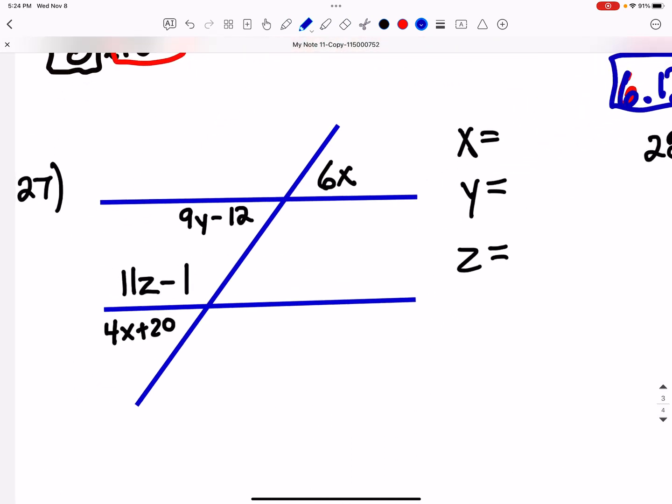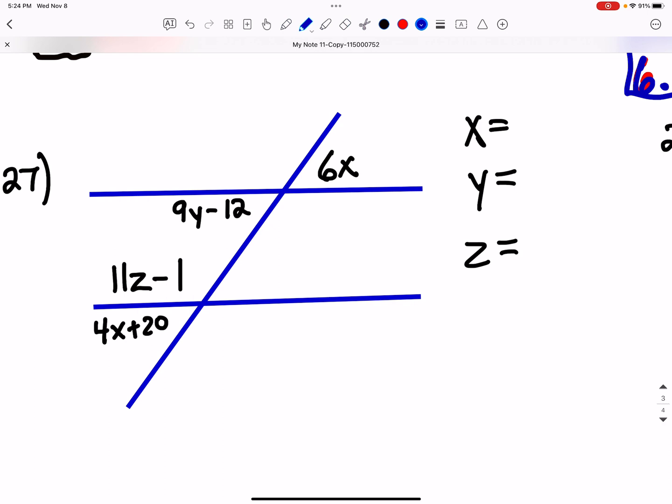All right, this is probably the funnest problem. So I know certain angles are the same. I know this red angle right there and this blue angle right here are the same because they're vertical angles. So I could set up this equation that 6x must be the same as 9y minus 12. The only problem is it's got 2 different letters in it, x's and y's. If they have 2 different letters, I can't solve it.